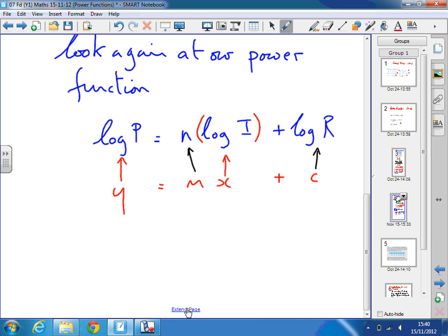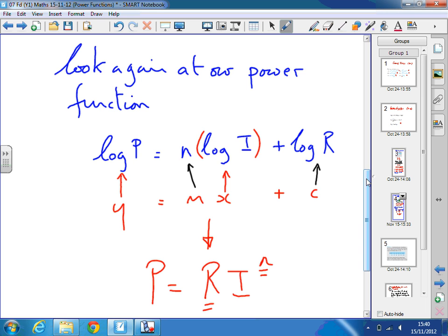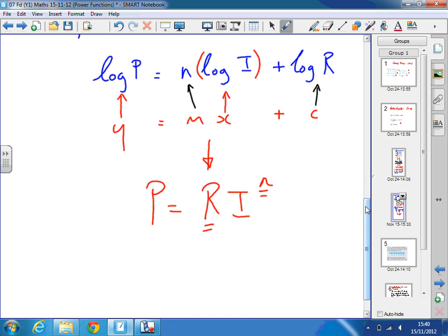So if we compare that finally with p equals R I to the n, I can go back to that original function and calculate r and n, because n is just the gradient of the line, if I've plotted it, and c gives me the log of r, so therefore r turns out to be 10 to the power whatever c is, because that's the inverse of the logarithmic function. And that's what I want you to do with this set of results.